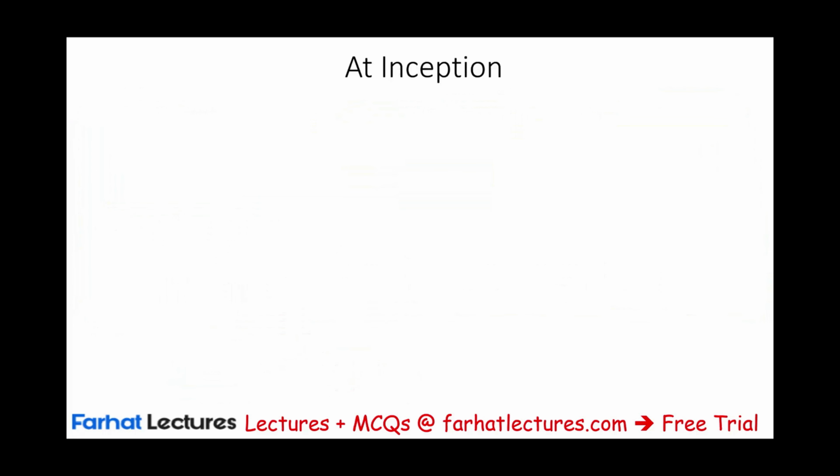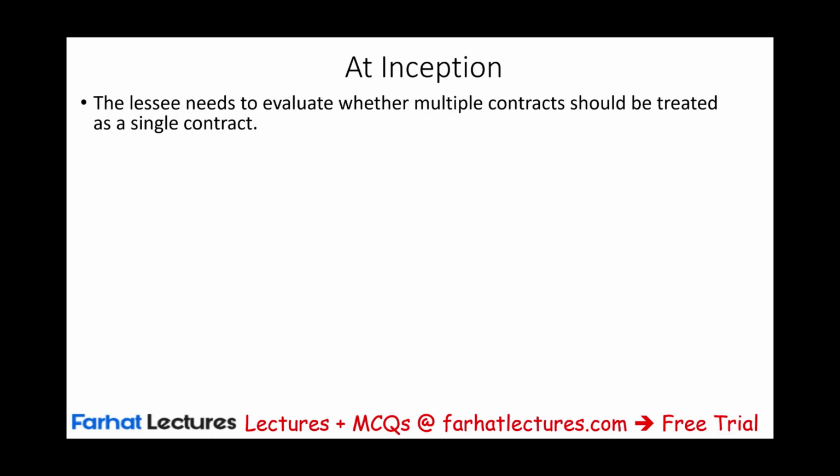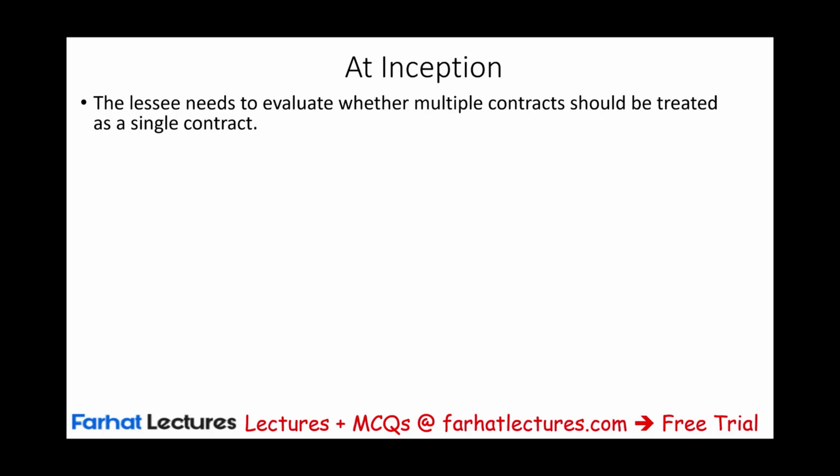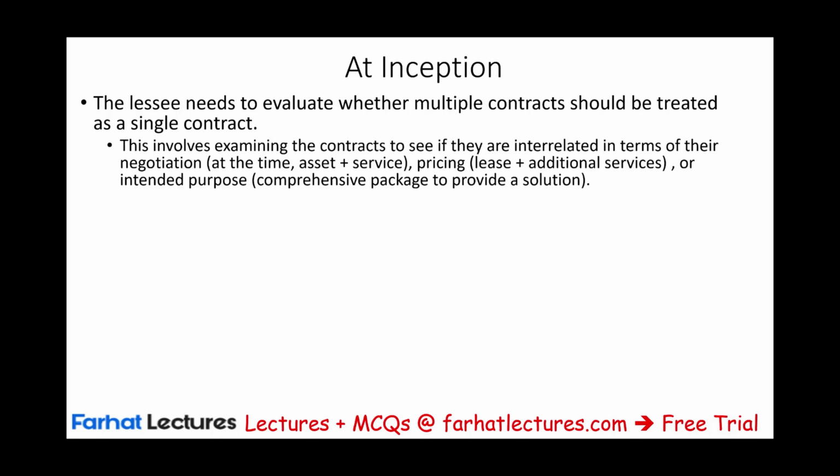Now, at the inception of the lease, the lessee needs to evaluate whether multiple contracts should be treated as a single contract. What does that mean? Here we have multiple contracts: the hardware, the network equipment, as well as the leases. They have to determine whether that's the situation or not. Do we have one or multiple contracts?